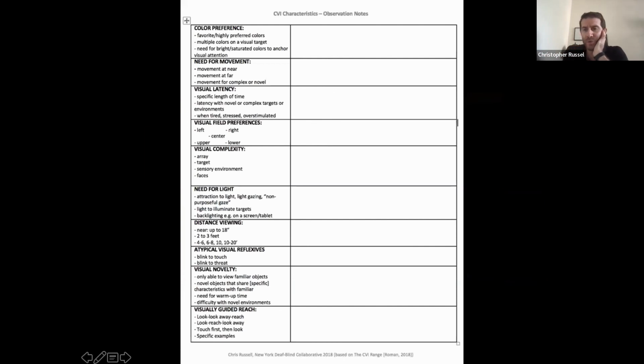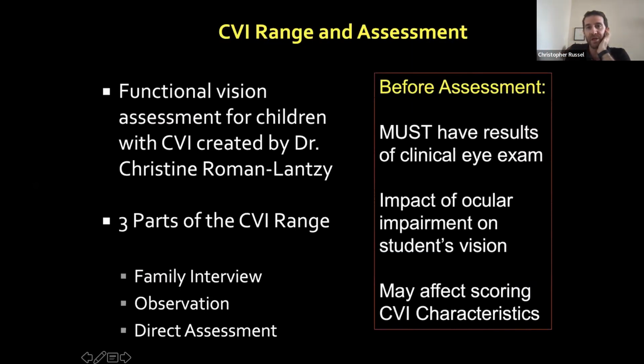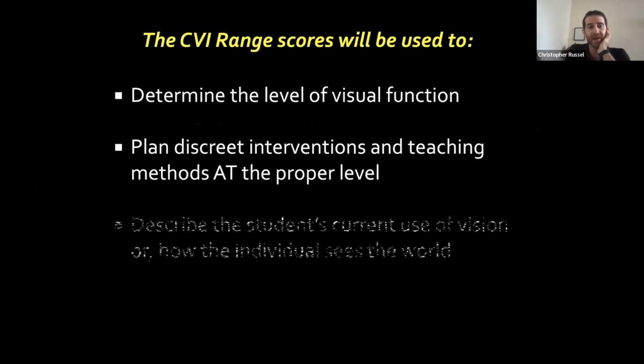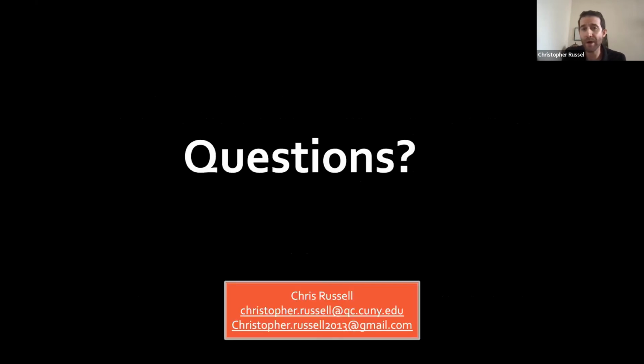Some more resources for you, just a list of the characteristics with some little tips at what you might be looking for in your child, and then a little blank column to make your own notes on what you observe. Just some resources on assessment and what that's used for. I don't want to go over it all. I just want to share some additional references I found that are specific to CDKL5. I'm sure there's a lot more out there.